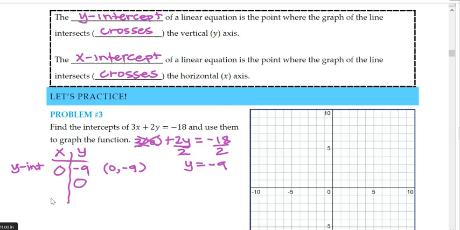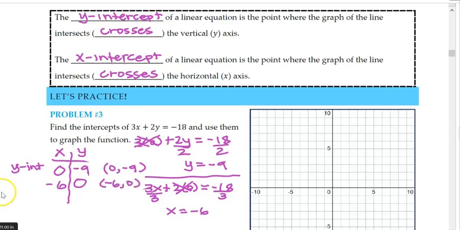When we let y equal 0, we're going to find our x-intercept. So let's do that next here. So this time I'll do 3x plus 2. This time we're putting 0 in place of that y. So 2 times 0 equals negative 18. So we need to divide both sides by 3, and we get x equals negative 6. Okay, so we have the point negative 6, 0. And this is our x-intercept.